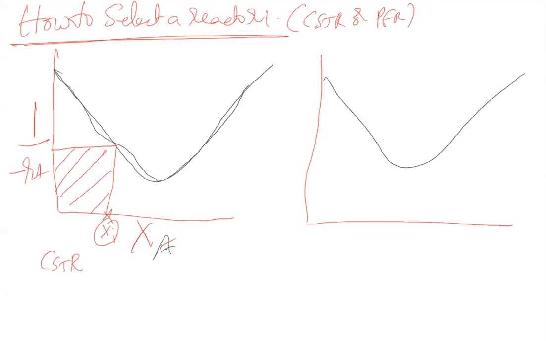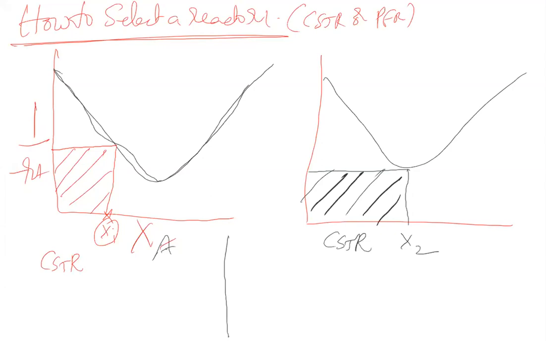Suppose I want a conversion of, let's say, x2. If I want x2, then what happens? If I select a CSTR, this will be my volume. Then if I select a PFR, then this will be my area under the curve. So I'll go for a CSTR only.